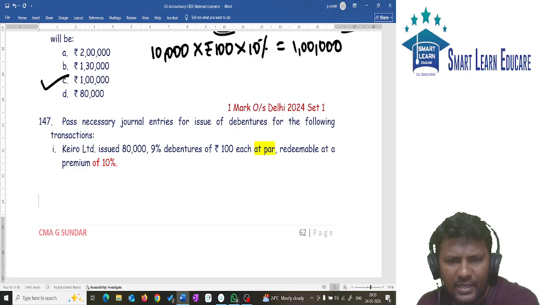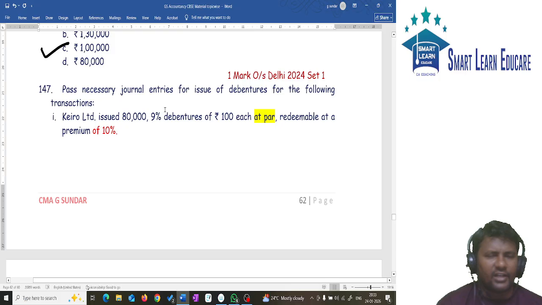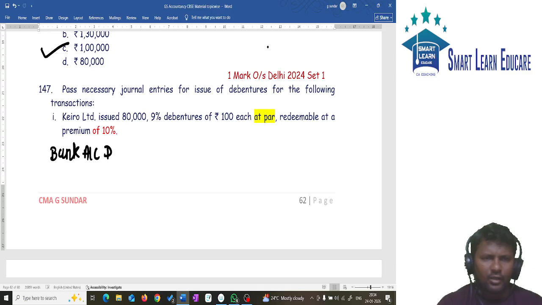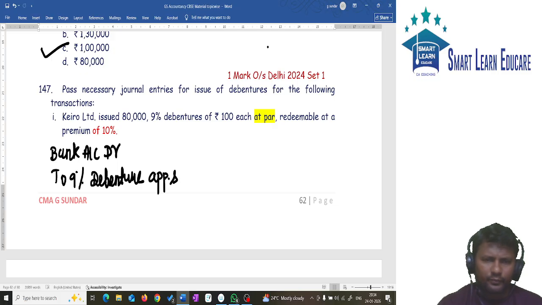So first you should pass journal entry for issue of debentures. Okay. So first entry we will take up. Write down, in the books of. So first entry: bank account debit, to 9% debenture application and allotment account.